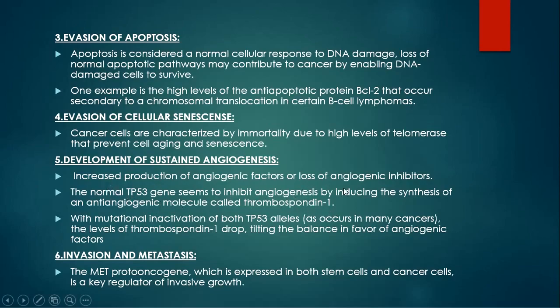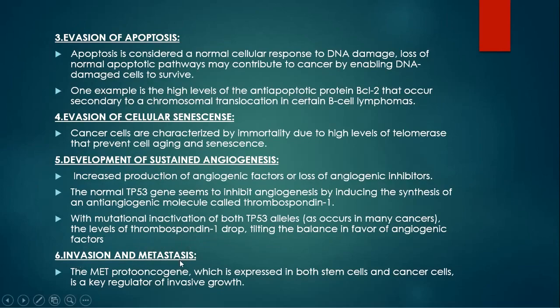So this is a normal process, but with mutational inactivation of both TP53 alleles, if there is a defect or a mutation in this gene, because these mutations occur in cancers, the levels of this anti-angiogenic molecule, thrombospondin 1, drop, and hence it will tilt the balance in favor of angiogenic factors. That means more angiogenesis will occur, and it will help the cells to proliferate more, and hence cancer formation.